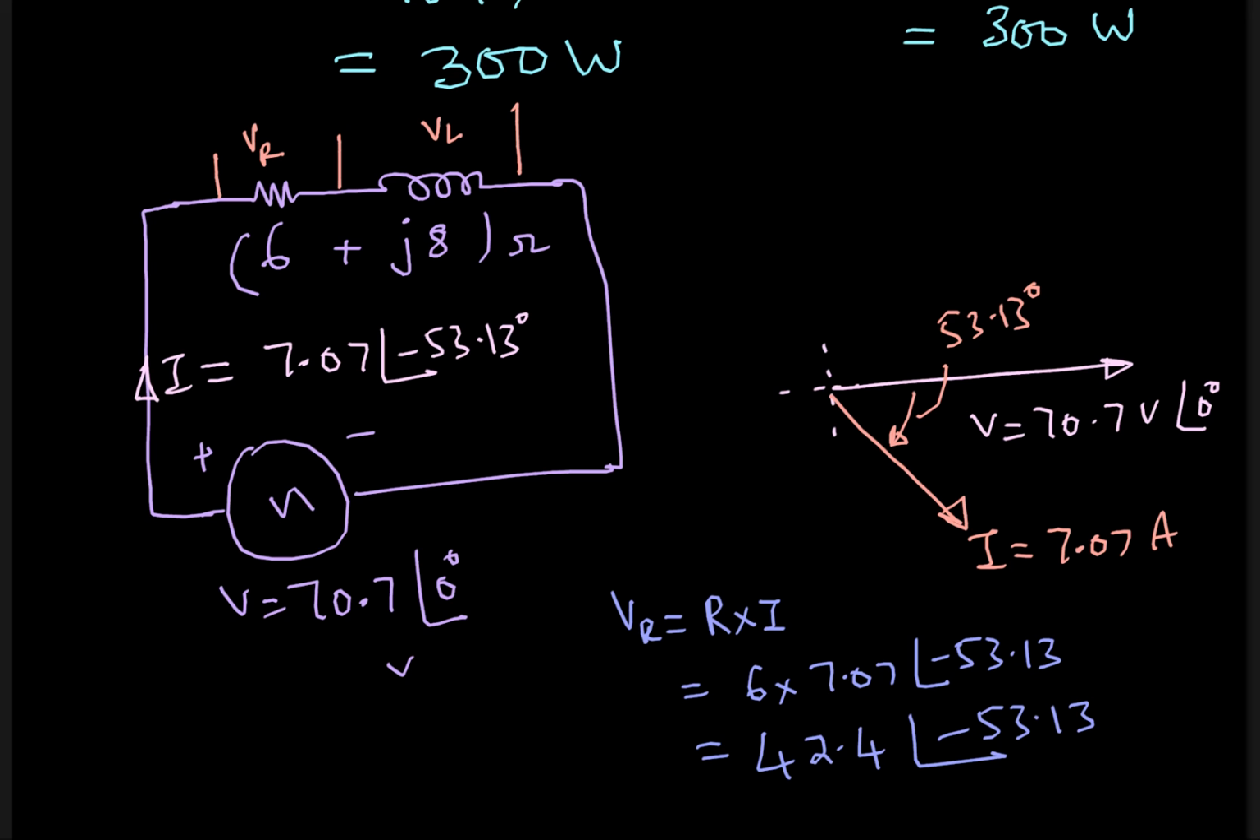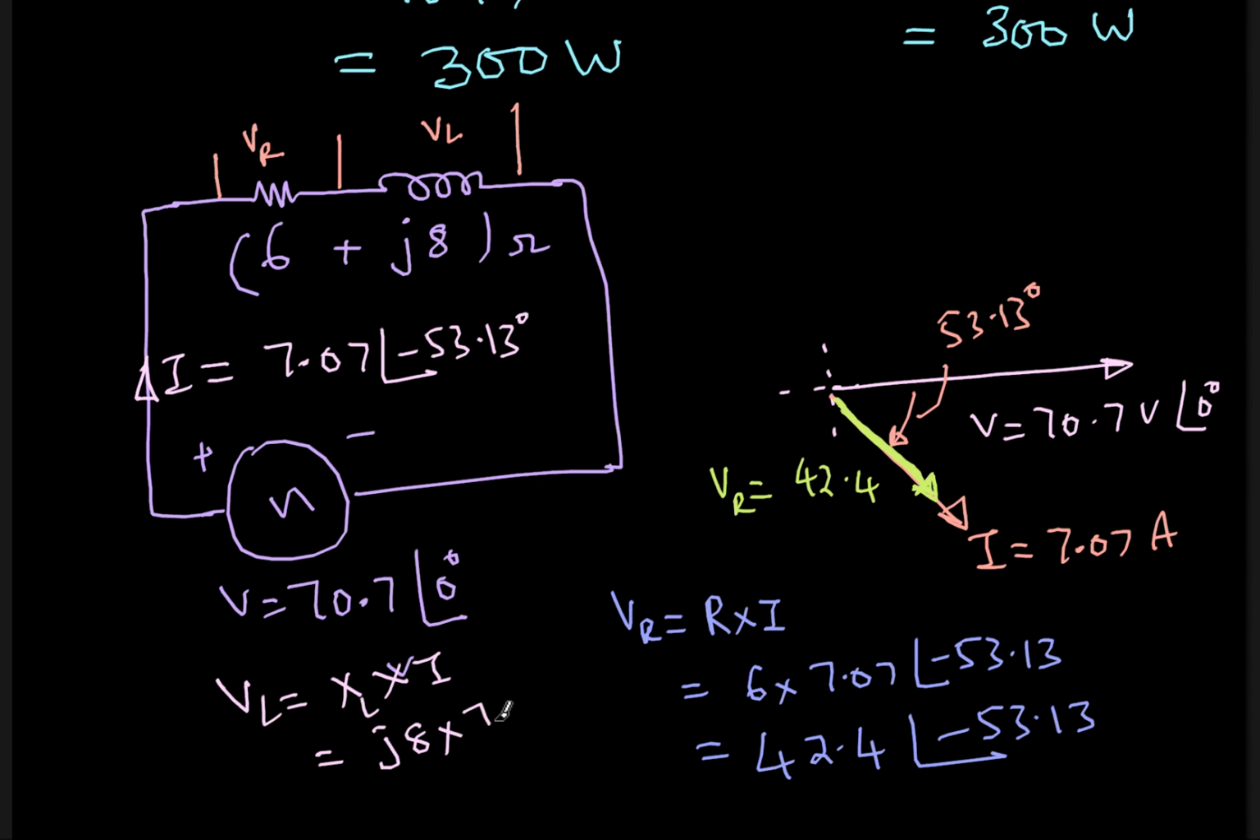Now if I want to show this on the graph, it will be something like this. It will be parallel to the current because the voltage and the current in a resistance are in phase. So up to here I'll write. Although notice that we are using a different scale for current and voltage. So if this total is 70, this one will be 42.4. Angle is the same. So this is VR. Now what is VL? So VL is nothing but XL into I. So what is XL?